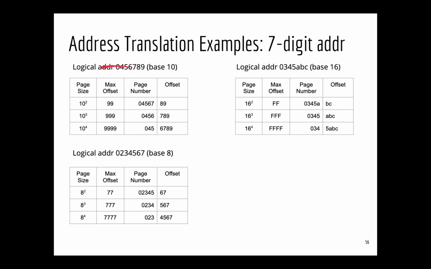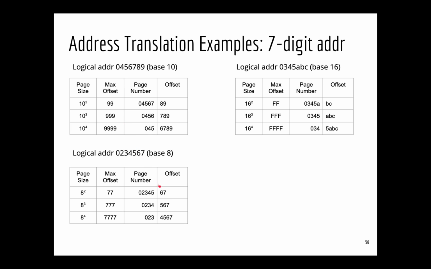So here with this example, the page size is 10 to the second, then the offset is 89. When the page size is increased to 10 to the third, then the last 3 digits will be the offset, and likewise for 10 to the 4 and so on and so forth. And with a page size of 100, that means the offset ranges from 0 to 99. When the page size is 1000, the offset ranges from 0 to 999 and so on and so forth.